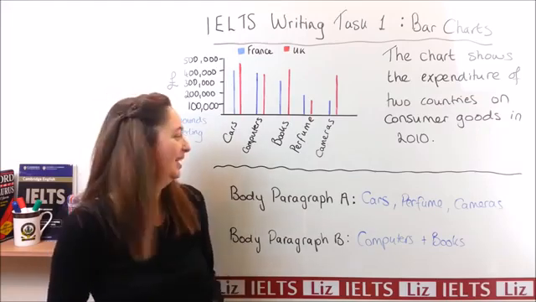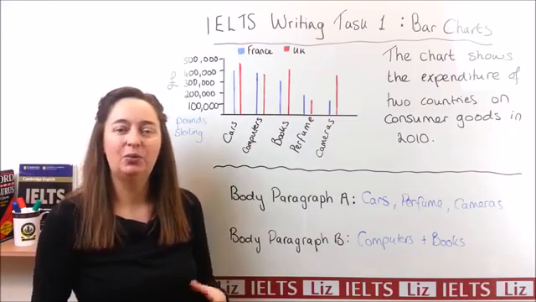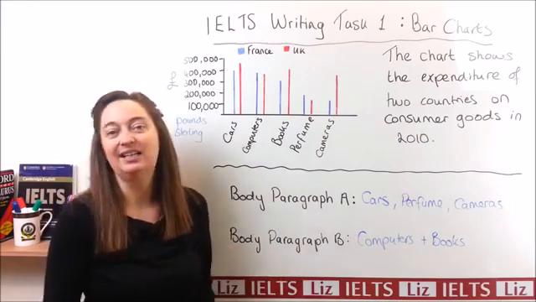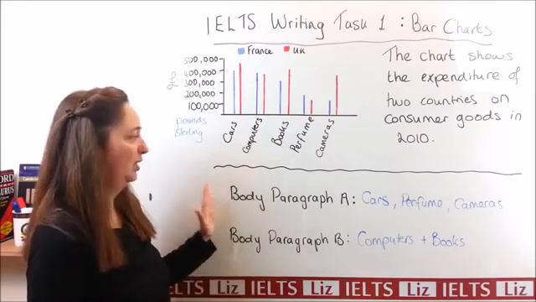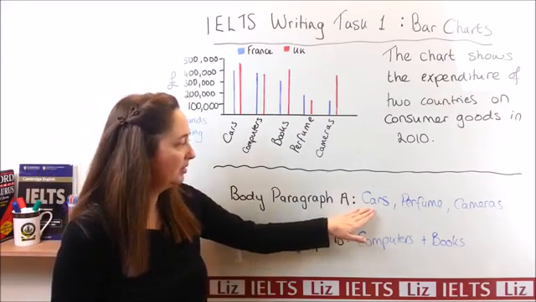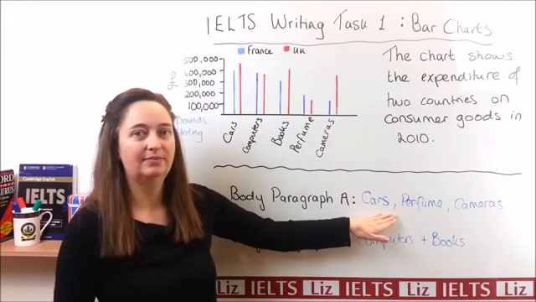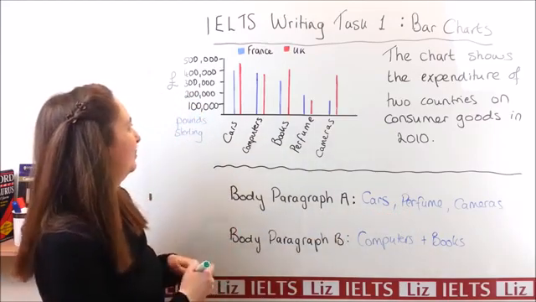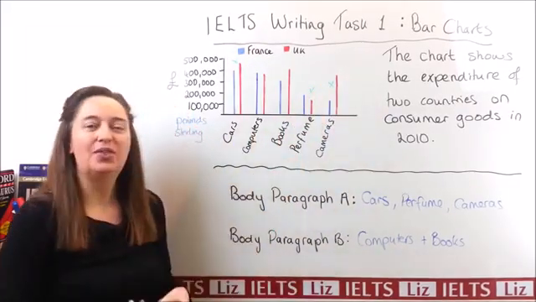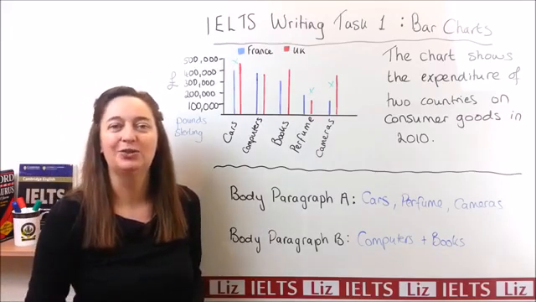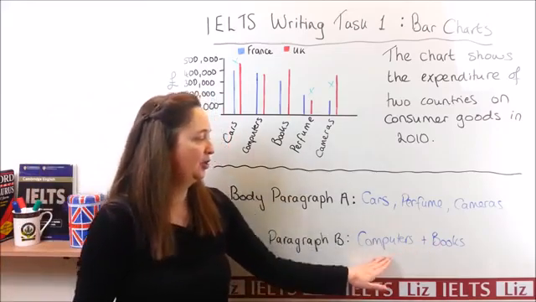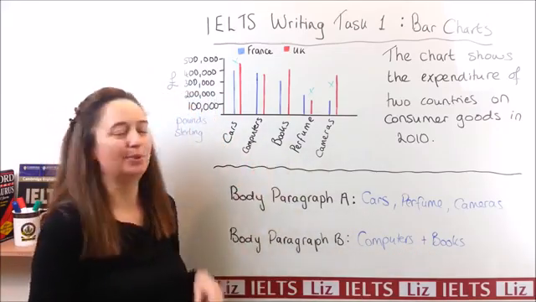and cohesion. So I'm going to show you 2 different ways to organise the body paragraphs. The most important thing is that it's logical. So this is one possibility. In body paragraph A, we can have information about cars, perfume and cameras. And that is because we highlighted them as the highest and the lowest. So that would be a very easy, logical way to organise your writing. And of course, body paragraph B would have the other 2 categories, so computers and books.